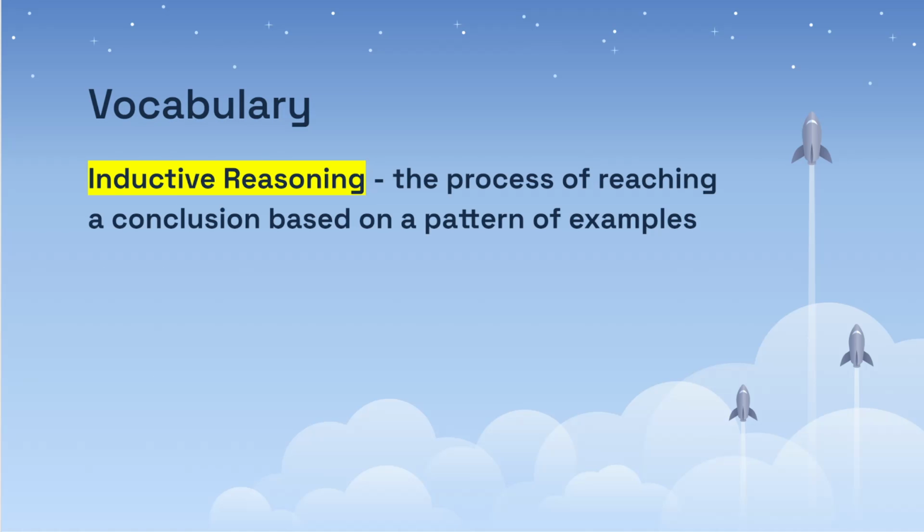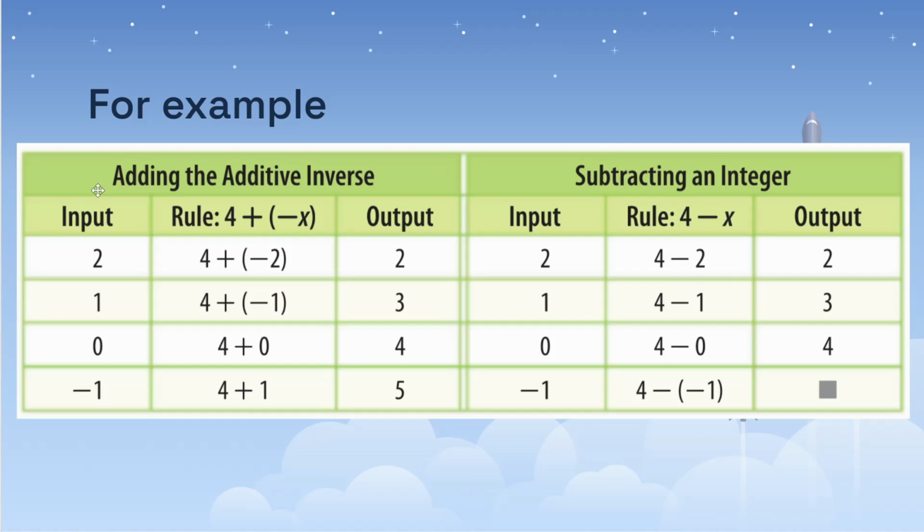Inductive reasoning. This is the process of reaching a conclusion based on patterns. So let's look at this pattern here. If we're adding the inverse, so let's say we have a rule of 4 plus a negative x, and then we say that negative x is 2. So that's 4 plus negative 2. That's 2, right? Because 4 plus negative 2 is the same thing as 4 minus 2.